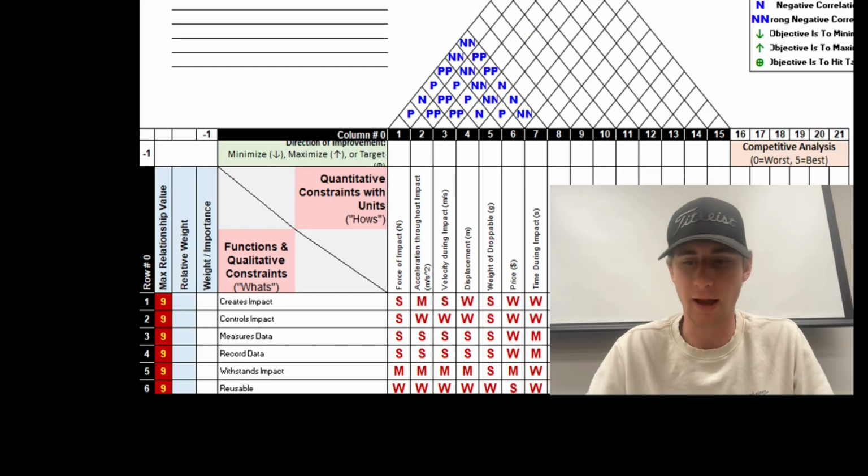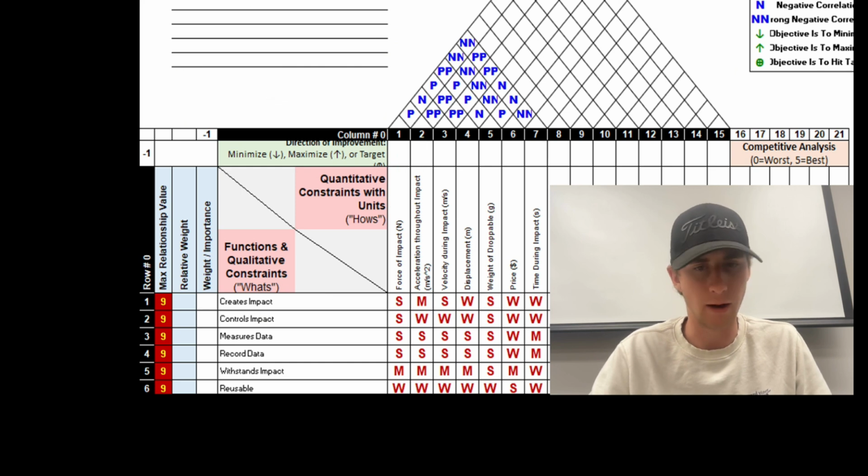And then you also have the hows, which include all of our units like newtons, acceleration, displacement, time. Everything that we need to collect is going to be in this section up here. In the very top, on that top triangle, you have all of the correlation between those units. And then in the middle, in the red, is where our relations are between our functions, constraints, and those units.